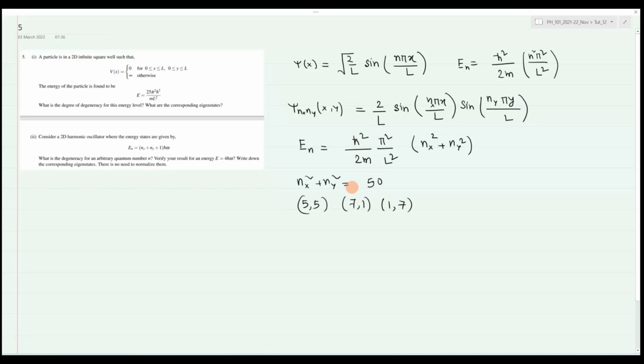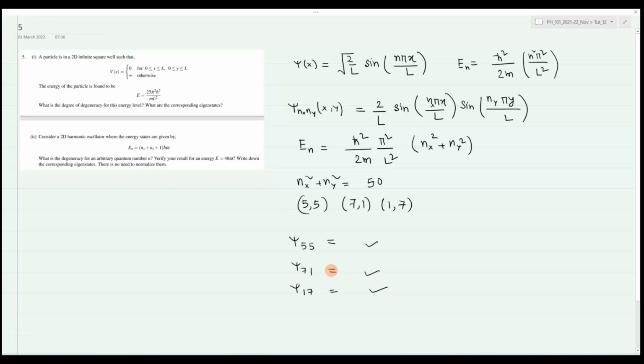No. So that means the degree of degeneracy of this energy state is actually 3. Or we can have only 3 combinations of nx and ny to get this energy. And what will be the corresponding eigenstates? You just have to put n5. One will become psi 5, 5, another one will become psi 7, 1, and another one becomes 1, 7. You just have to write the equations: 2 by L sine 5 pi x by L sine 5 pi y by L, 7 pi x by L, 7 pi y by L, 1 pi y by L, like that. Okay, so this will be the answer.